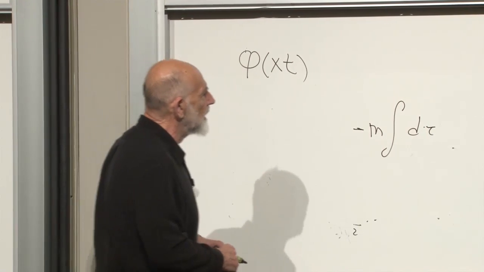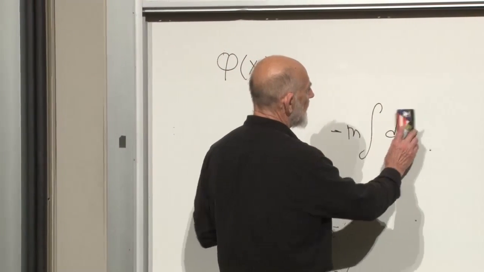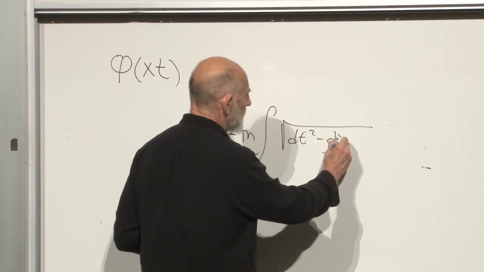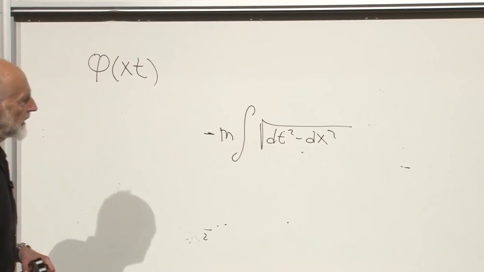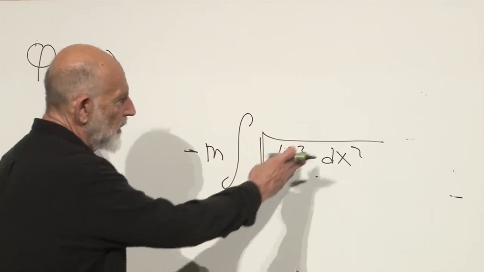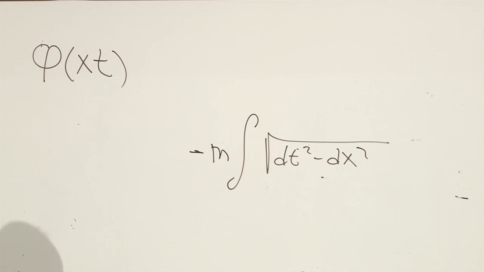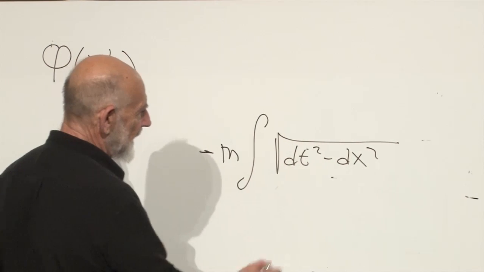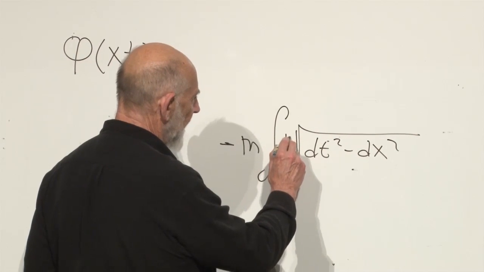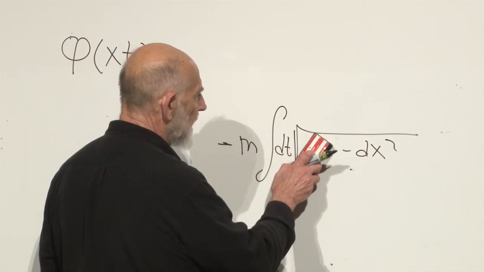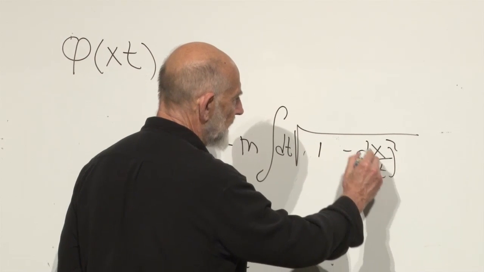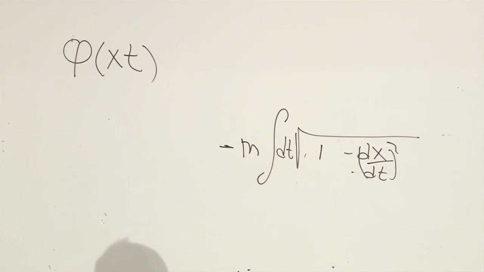And d tau was the square root of dt squared minus dx squared. I keep telling you over and over again, I won't write dy squared and dz squared, and then I do it anyway. Well, I'm not going to do it. Okay. And then we divided by dt squared, put the dt out here, made this 1 minus dx squared over dt squared, dx by dt squared. And that was our Lagrangian.